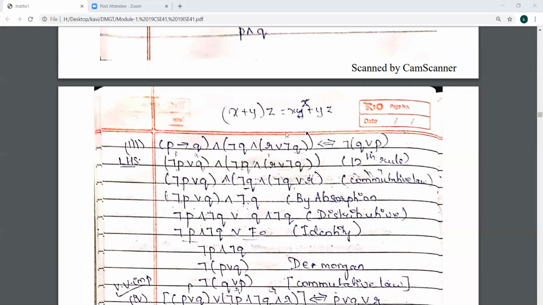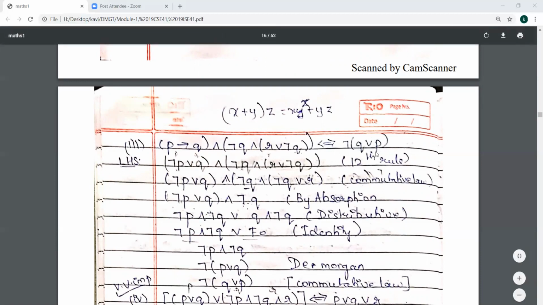I am going to consider this compound proposition, trying to bring the right side. So you keep in your mind what you want to prove in the right hand side. According to that, you need to apply the appropriate rule to get the right hand side. So now I am going to start the left side. See here, the left side given is P implies Q and negation Q and R negation Q.